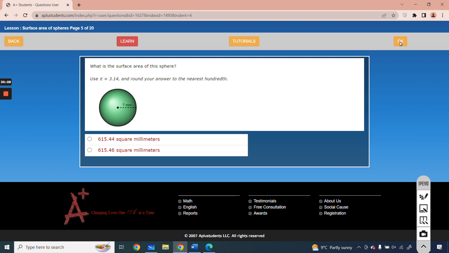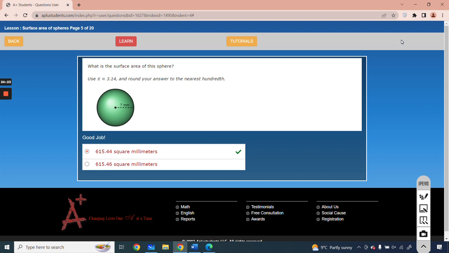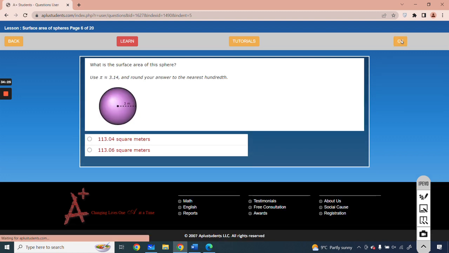You have to use the formula that is 4 pi r square. So which is the correct option? Yes, that is 615.44. Got it? Just select the correct option and click on the OK button. Okay. Just solve the question on your notebook and let me know the answer.